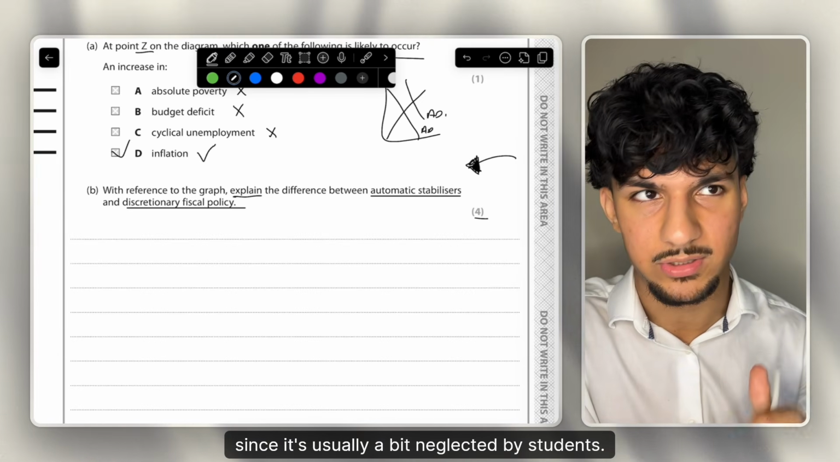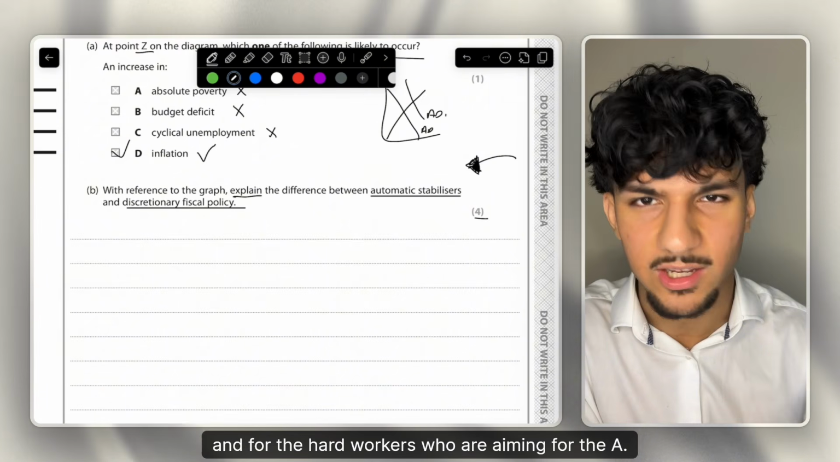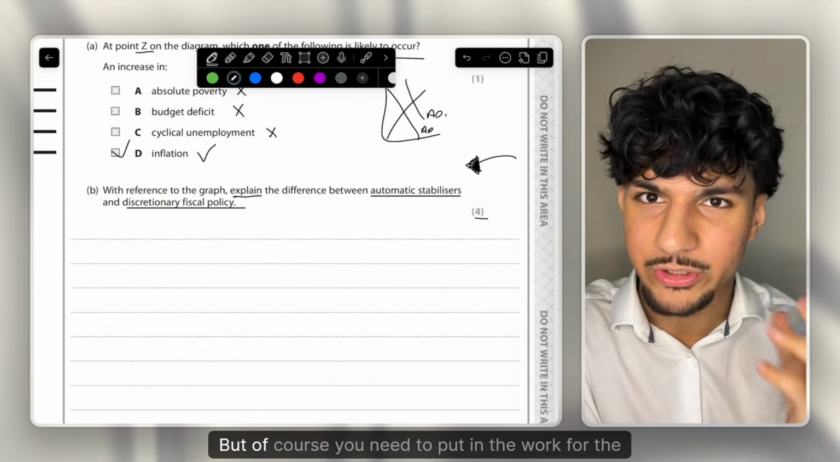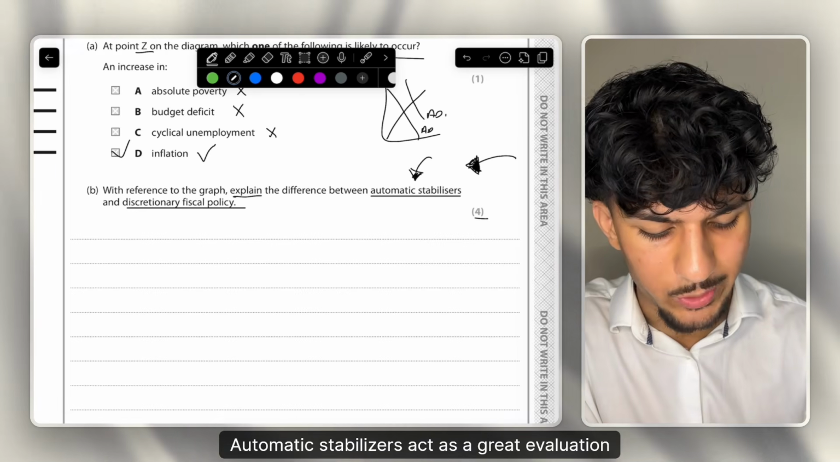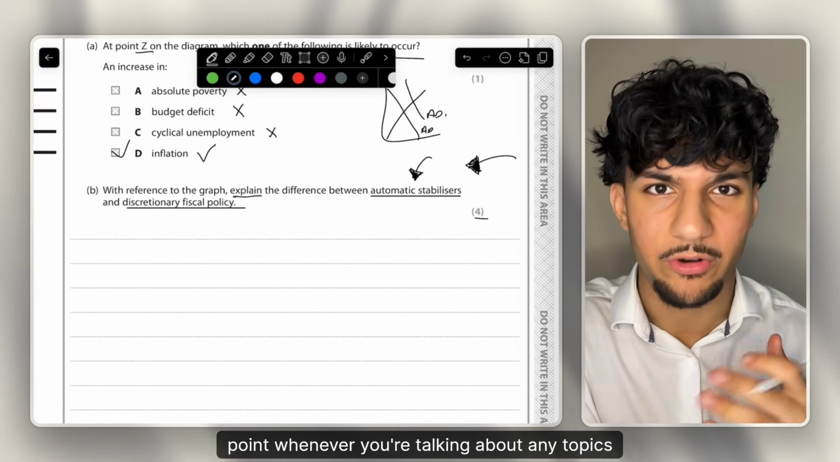I'm quite happy this has come up, since it's usually a bit neglected by students. And for the hard workers who are aiming for the A-star, everyone should be aiming for the A-star, but of course you need to put in the work for it. Automatic stabilizers act as a great evaluation point whenever you're talking about any topics around fiscal policy.